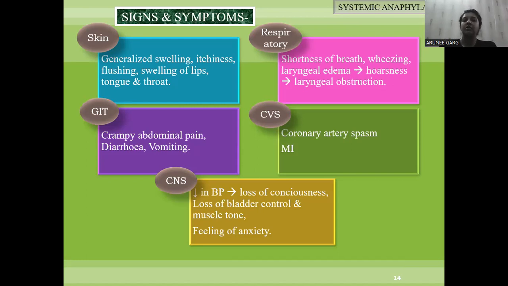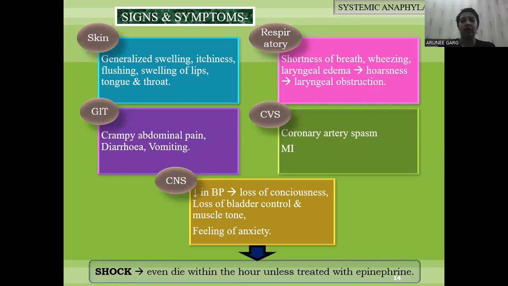The central nervous system signs seen are a decrease in blood pressure, which leads to loss of consciousness, loss of bladder control and muscle tone, and a feeling of anxiety. A state of shock can be reached, and the patient can even die within the hour unless treated with epinephrine.